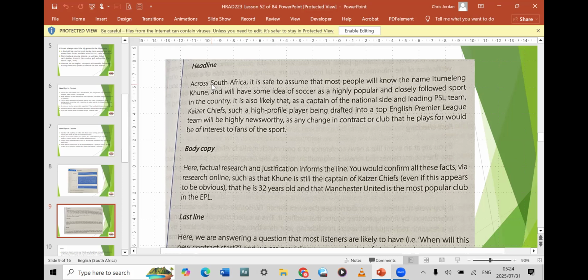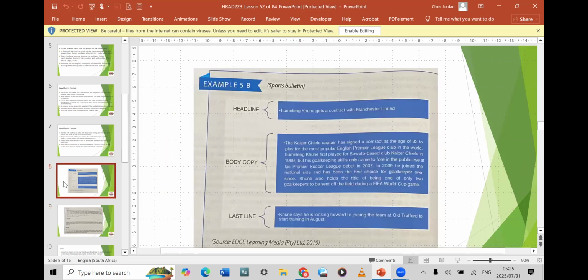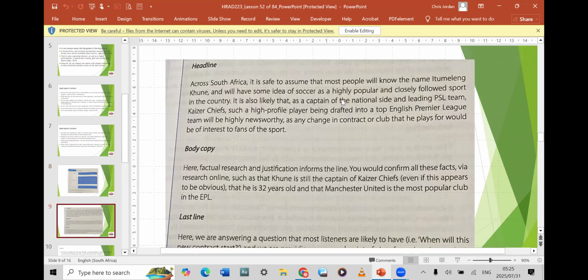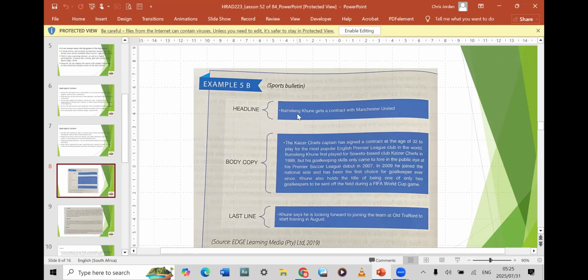It is also likely that as captain of the national side and leading PSL team Kaizer Chiefs, such a high-profile player being drafted into a top English Premier League team will be highly newsworthy. What am I doing here? No, this is analysis. Please apologize, I apologize for that. So this is telling you why we're writing this story over here. No wonder it didn't make sense to me. Okay, all right, never mind. I made a boo-boo right there in terms of reading it. This is a story, okay, this makes sense. This is obviously just justifying why we decided to include that as our headline, because people know who Itumeleng is, and we also know who Man United is, and so that's good enough.